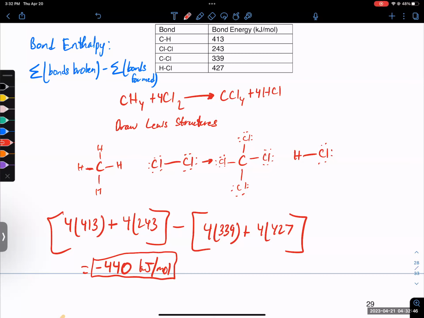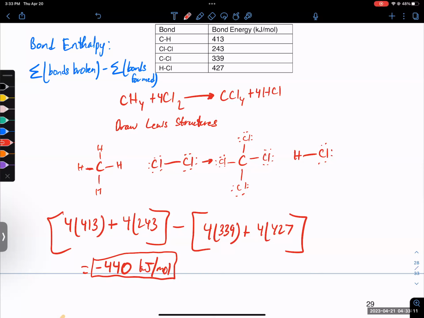Questions about that? So why did we draw out the Lewis structures? We drew the Lewis structures to see how many of each bond we have. Because for carbon hydrogen bonds, there are 4 carbon hydrogen bonds in methane. So that's why we put the 4 there times the 413. It's to get a better visualization of how many bonds there are.